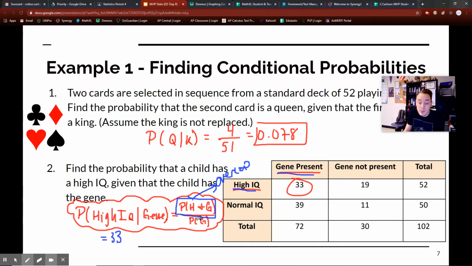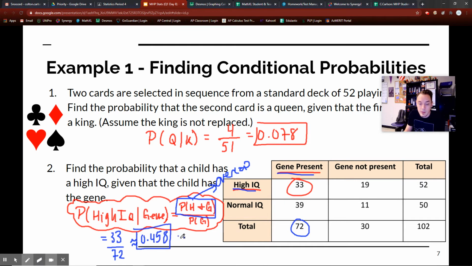And then what's the probability of just the gene? What's the probability of the gene present? Well, it's 72. So I look at the table, and that's 72 total with just the gene present, right? So then this is 33 all over 72, which reduces down to 0.458.